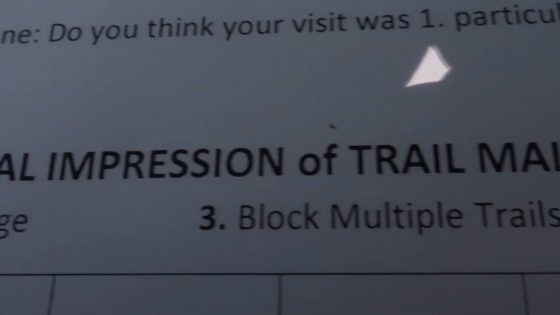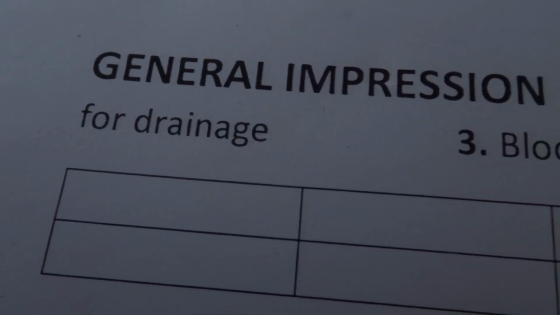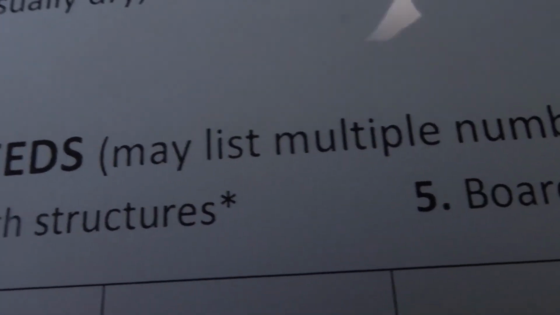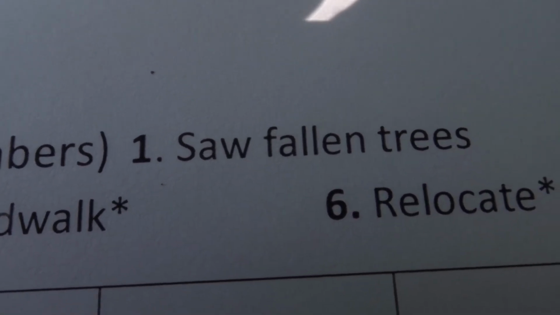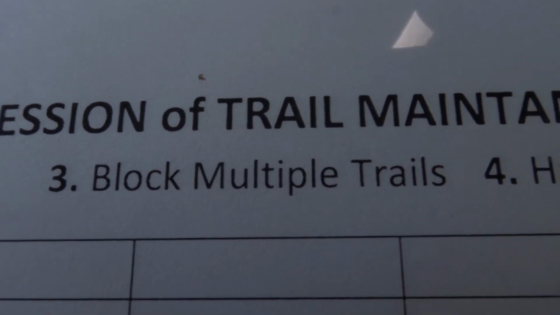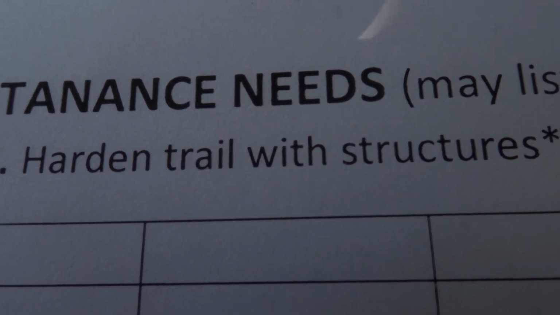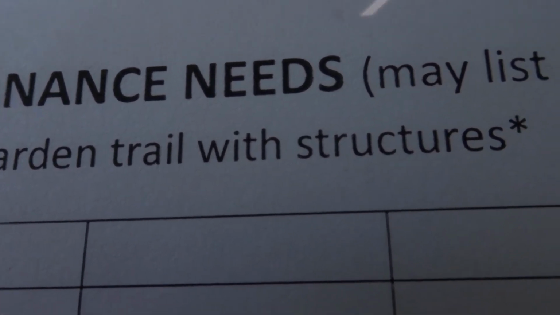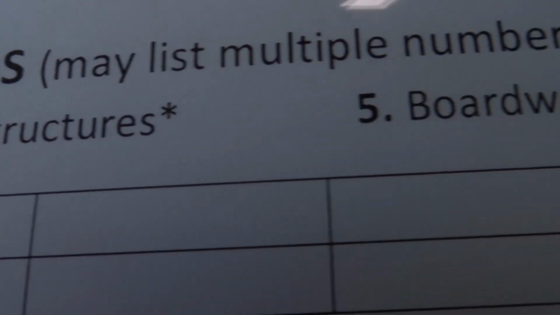Okay, then general impressions of the trail, maintenance needed between each of the stops. And, oops, I passed it by. You can have more than one number here. During that stretch, were there any fallen trees that need to be cut? With just minor shovel work, take care of any problems. Are there multiple trails that need to be blocked? Is the place so wet that you need to harden it with gravel, with flat rocks, anyway, a number of things here?